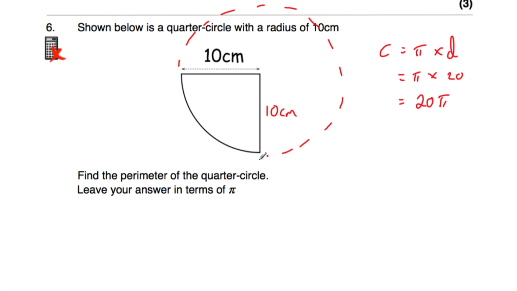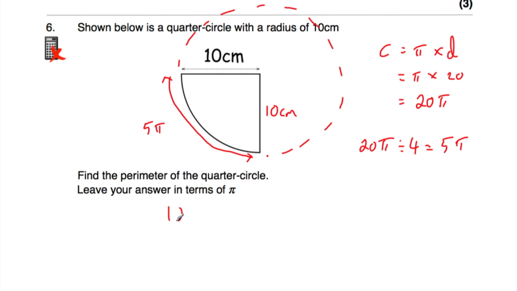Now we want to find just the length of this arc, and remember, it's a quarter circle, so that's a quarter of the whole circumference, so we're going to do 20 pi divided by 4. And 20 divided by 4 is 5, so 20 pi divided by 4 would be 5 pi. So that means the length of this arc going from here around to here would be 5 pi. So we now have, this is 10 centimeters, this is 10 centimeters, and this is 5 pi centimeters.